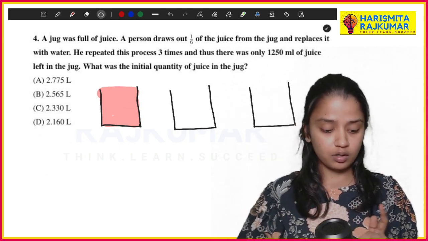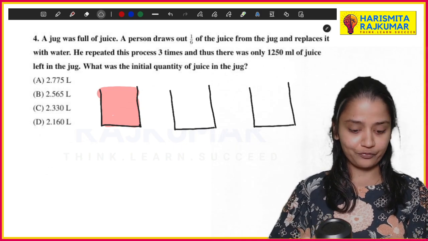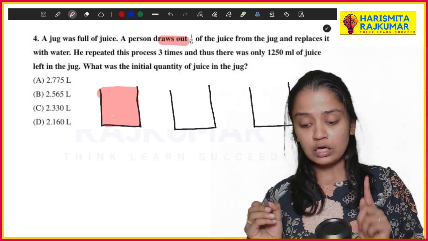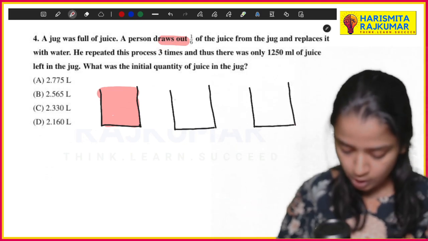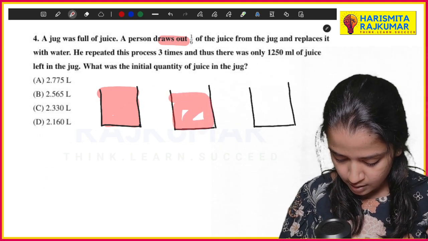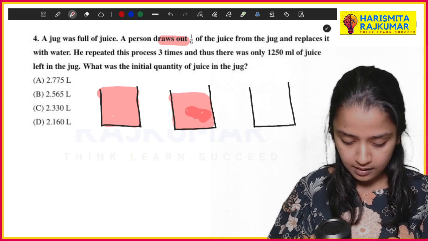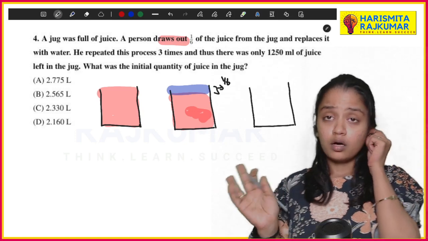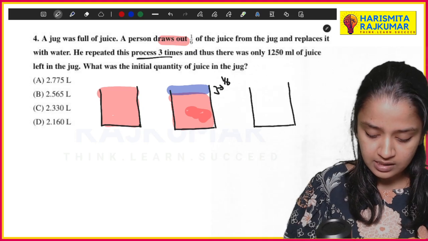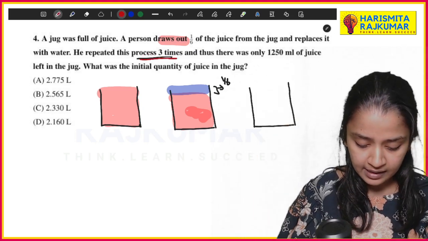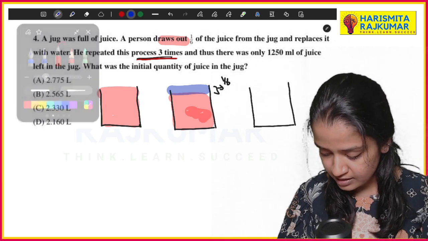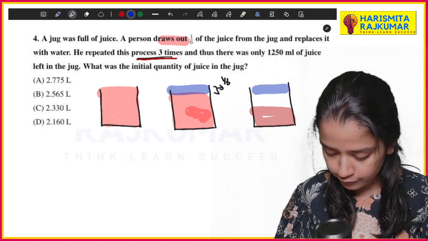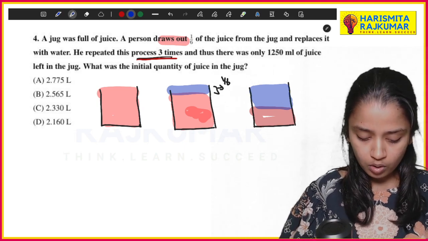A jug was full of juice. I have drawn it, and a person draws 1/6 of the juice from the jug and replaces it with water. So for example, let me assume that this is my juice, and 1/6 of it is replaced by water. So this is nothing but 1/6 of the juice. And how many times does he repeat the process? He repeats the process 3 times, and finally he's left with only this much juice, which is 1250 ml, and the remaining is full of water.